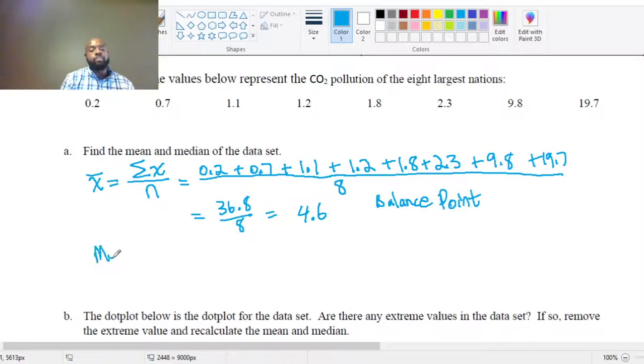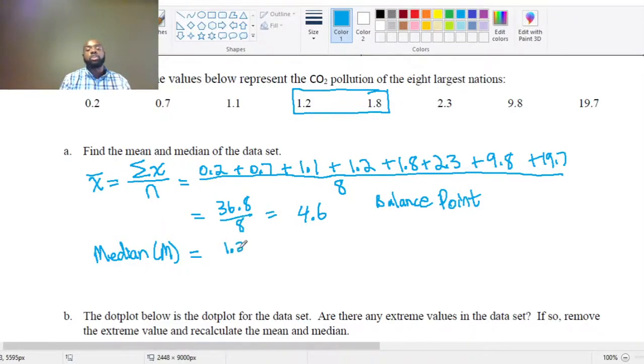Your median, some people use a capital M, but we're just going to spell out the word median for now. When we get to quartiles, we'll call it something different. But our median is just the midpoint or the middle number. It divides your data set into 2 equal parts. And so notice here we have 8 numbers. They're all in order. So when we have an even number of data points, then for the middle 2 numbers, we have to find the midpoint of those, which is the same thing as the average. So it's going to be 1.2 plus 1.8 divided by 2, which is 1.5.